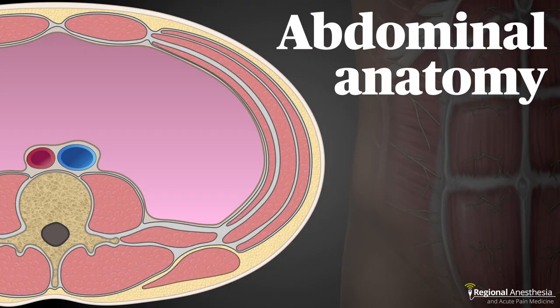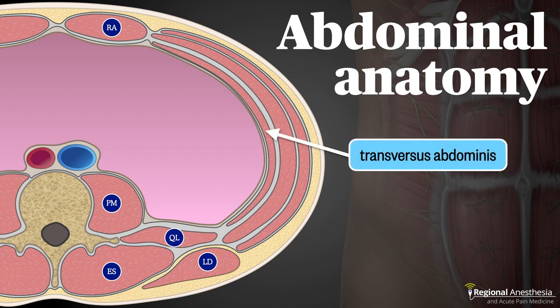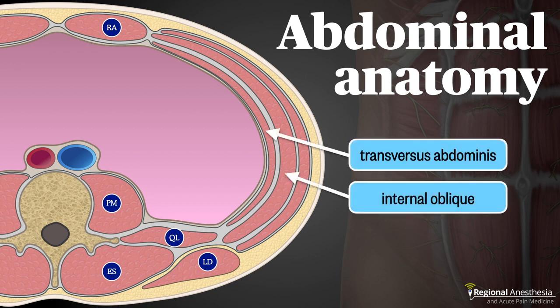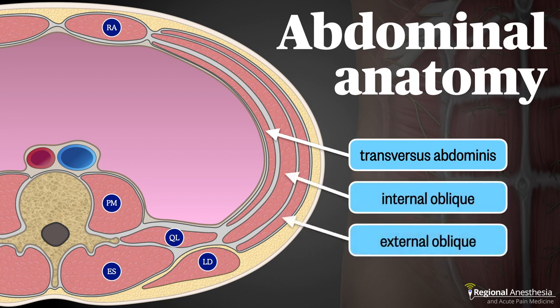The abdominal wall is made up of several muscles. Posteriorly, we have the psoas major, the erector spinae group, the quadratus lumborum, and latissimus dorsi. Running down the anterior midline is the rectus abdominis muscle. The lateral wall of the abdomen consists of 3 stacked muscles and fascia layers. The innermost is the transversus abdominis, the middle and the thickest layer is the internal oblique, and the outermost is the external oblique muscle.